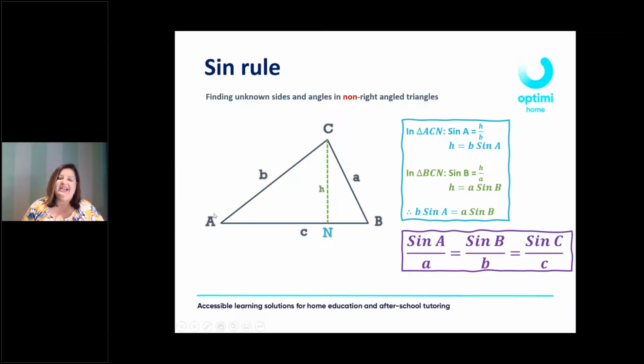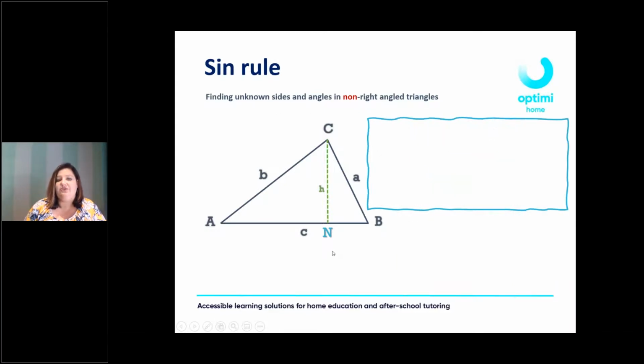Sin of the angle A over the side a is equal to sin of the angle B over the side b is equal to sin of the angle C over the side c. Right, so this is the formula that you're going to use to find unknown sides and angles in non-right angled triangles.